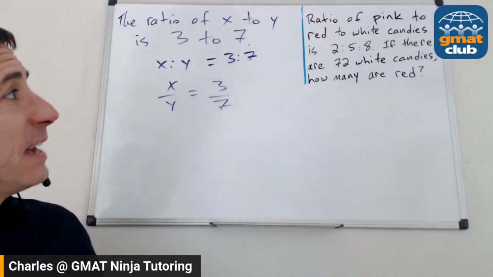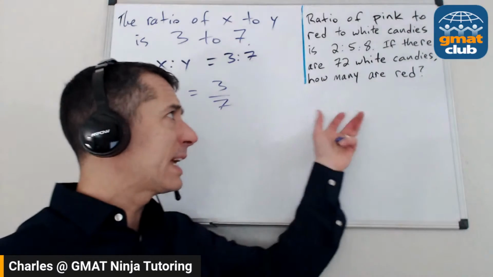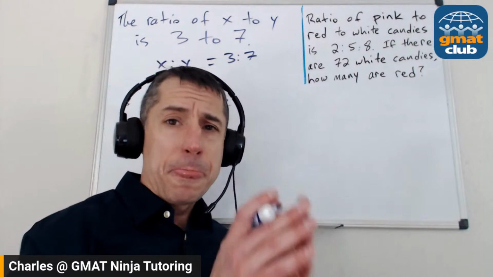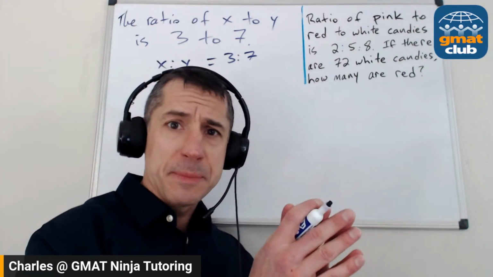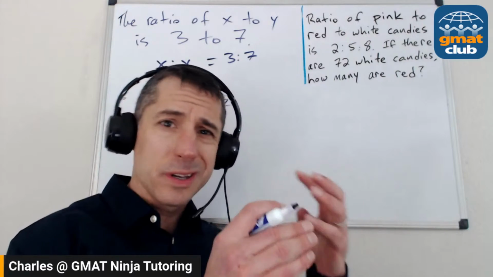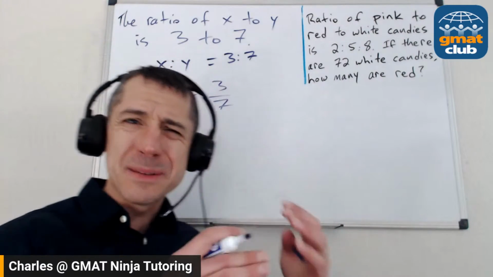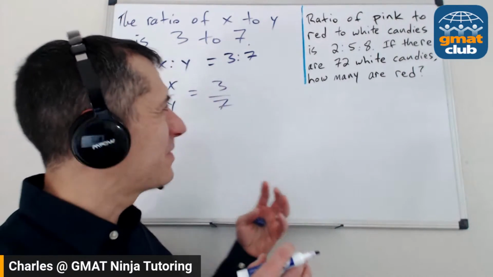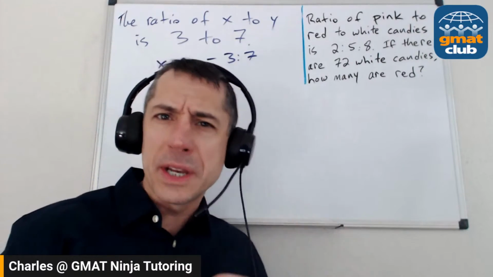All right, the ratio is 2 to 5 to 8. If there's 72 white candies, how many are red? What I'm looking for here, tons of different ways to do something like this. A lot of you can kind of look at it and sort of intuit that maybe the number 9 is important. And then you kind of go, oh, 9 times 5, and you get 45. And maybe you don't know why you got that.